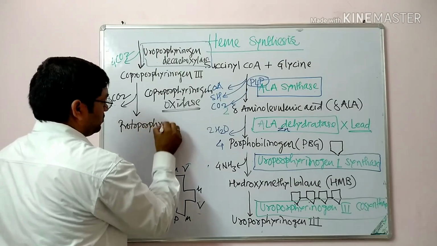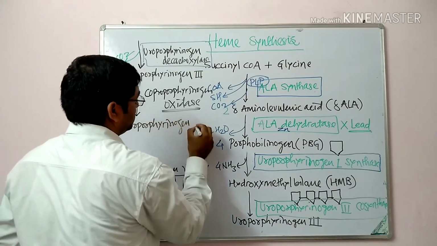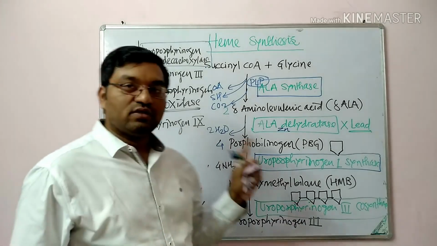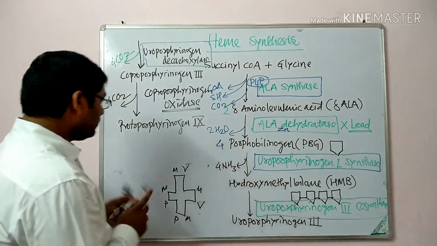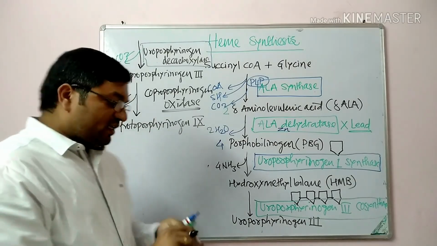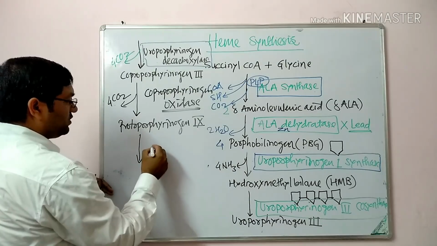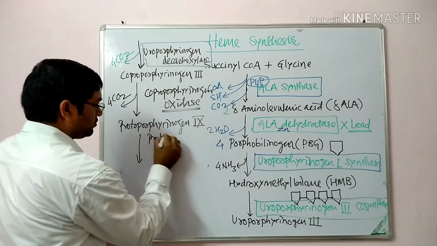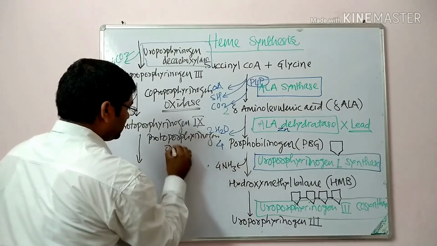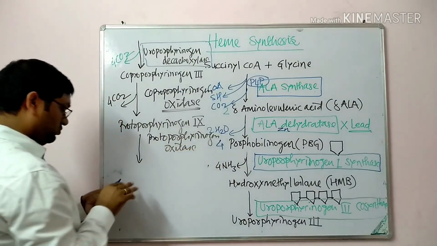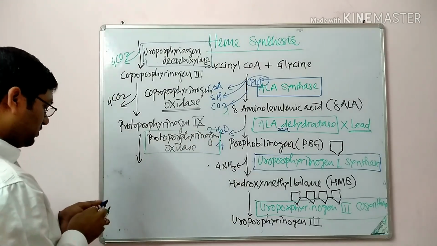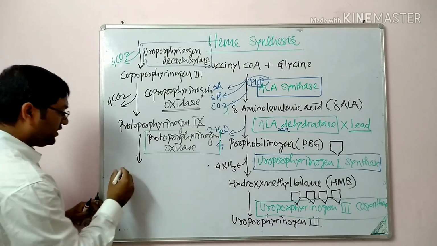And this is known as protoporphyrinogen 9, or you can name it protoporphyrinogen 3. 3 and 9 are the same in the porphyrins. So this protoporphyrinogen 9 again undergoes oxidation with the help of protoporphyrinogen oxidase. It gets converted into protoporphyrin.